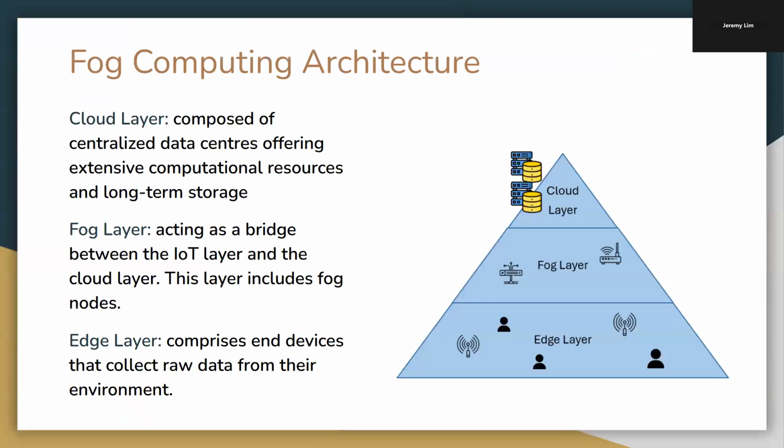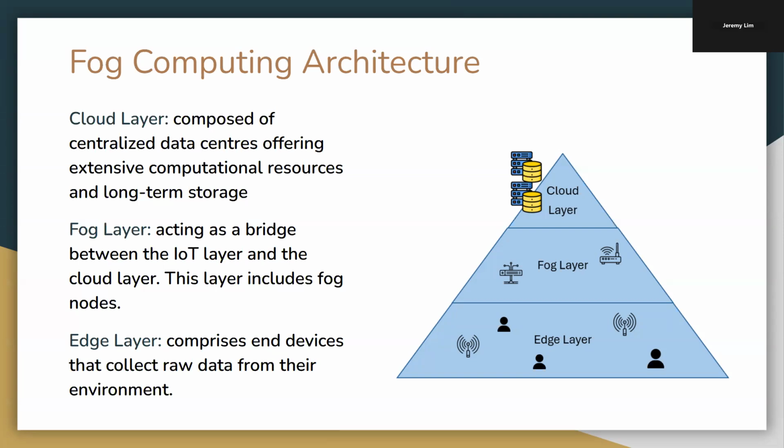Fog computing architecture operates as a hierarchical and distributed system with three main layers: the edge layer, fog layer, and cloud layer. Each layer is equipped with distinct components and plays a specific role in ensuring efficient data processing, storage, and communication. The edge layer comprises end devices such as sensors and actuators that collect raw data from their environment. These devices are often resource-constrained, lacking the processing power and storage capabilities needed for complex tasks.